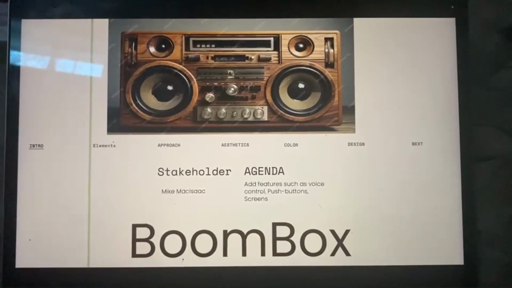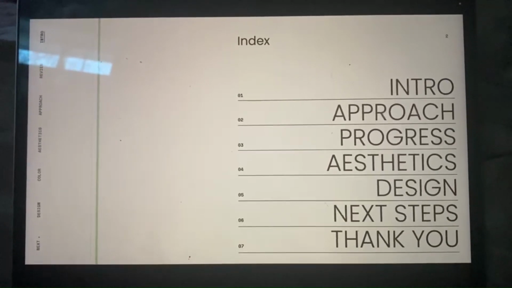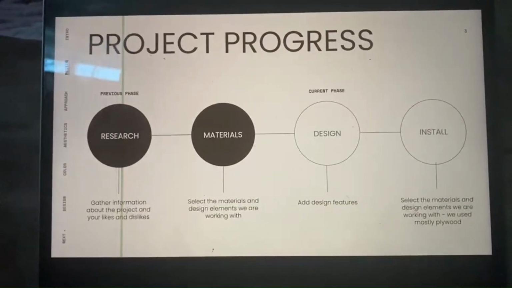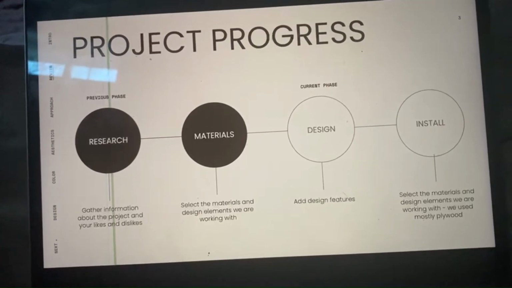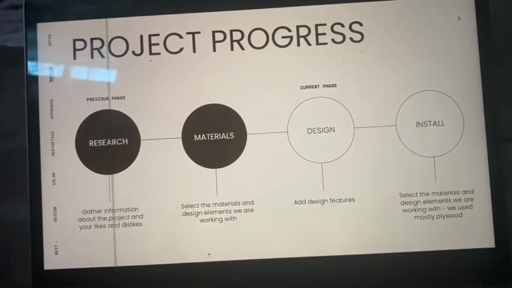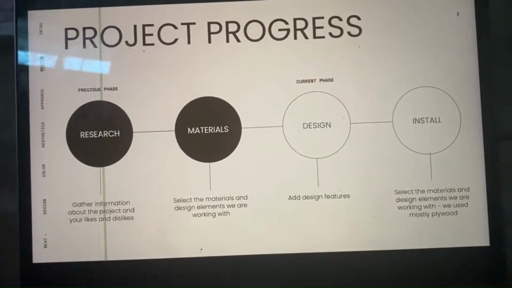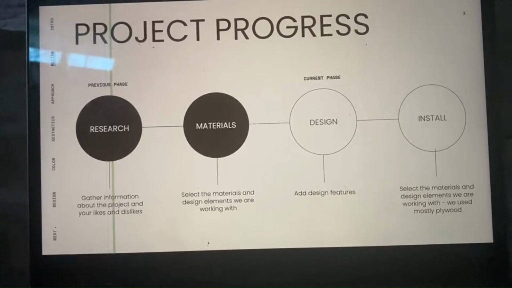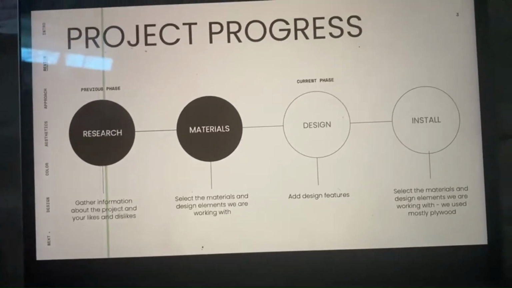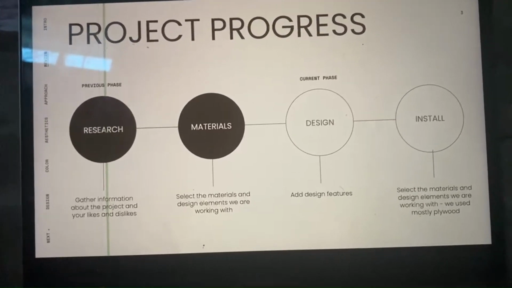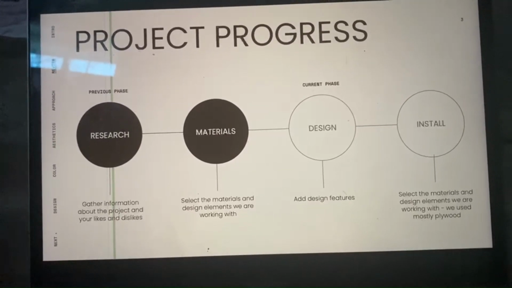Our design was a voice-controlled boombox. I'm going to go through intro, approach, progress, aesthetics, design, and next steps. So we did a lot of research into improving the boombox, and we had to select materials that would work. The stakeholder originally used wood, but we couldn't use wood because of the price of it, so we ended up with plywood, and we also needed to print out certain 3D models, so we were looking into materials that would work. However, when we're done building the enclosure, that's when we'll go more into the 3D materials.